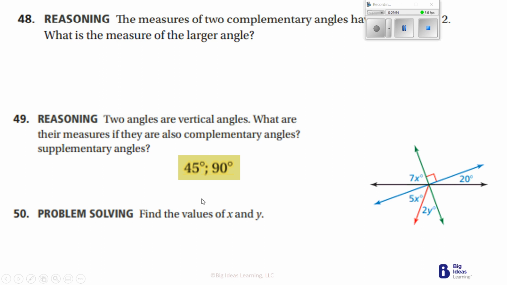Remember this is 90 degrees. Let's just check this out here. What are their measures if they are also complementary angles? So complementary angles, we don't even need to do anything here. If we have complementary angles, they have to equal 90 degrees, right? And it says, what are the measures if they also are complementary angles? So two vertical angles that equal 90, well, they have to equal each other, right? So this can't be 90.